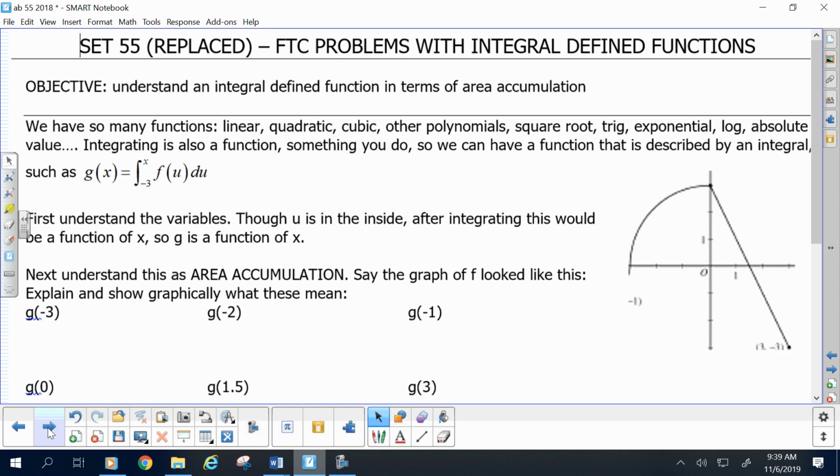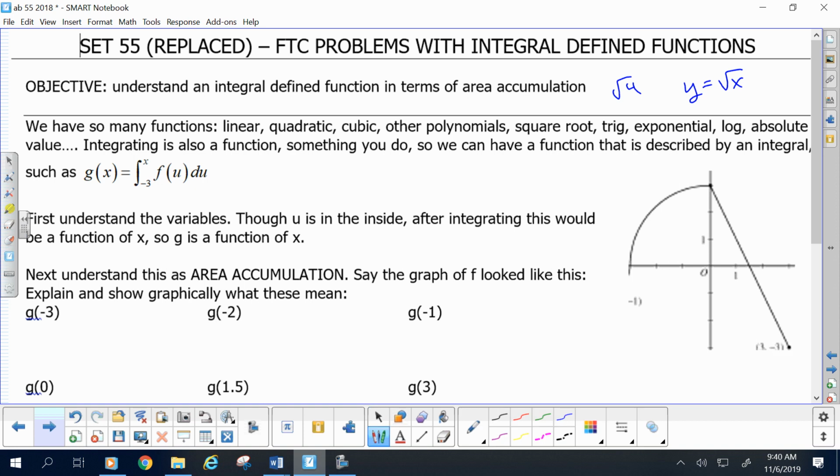Now, think of it this way. You know lots of functions. You know linear, and quadratic, and cubic, and trig, and exponential, and log. So many functions. Absolute value. There is also a function for integrals. You know, the square root function. Besides just square rooting a number, we could say there is a function that square roots anything that comes along. Well, integrals are a thing that you do, and so we could identify a function that is defined as an integral. In this case, for example, I'm saying g of x is an integral defined function.